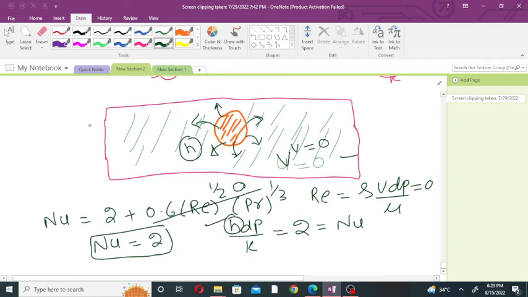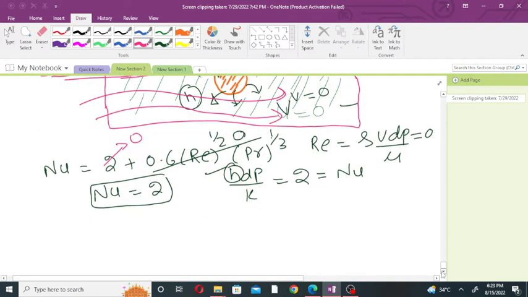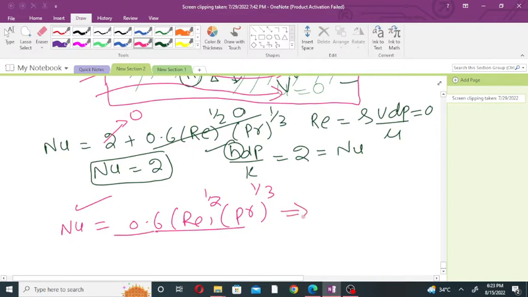So now if a fluid is flowing around the spherical catalyst particle, and if the velocity of the fluid is very high, then in that case this 2 will be 0, and the Nusselt number will be equal to 0.6 Reynolds number to the power 1/2 into Prandtl number to the power 1/3. So in that case, the Nusselt number will be this, and you will determine the heat transfer coefficient from this correlation.